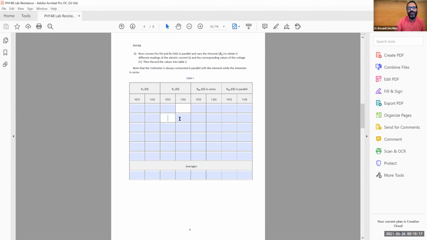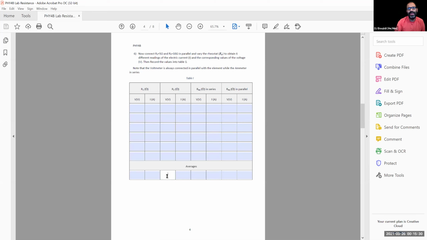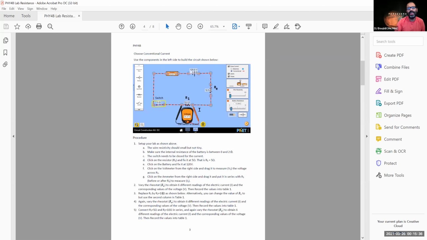You're going to put voltage, current, six times, six different readings, by changing the rheostat, by changing this value. Once you do that, you take the average for the voltage and the average for the current. Now in this case, the instruction here tells you to take R1 and R2 and connect them in series.